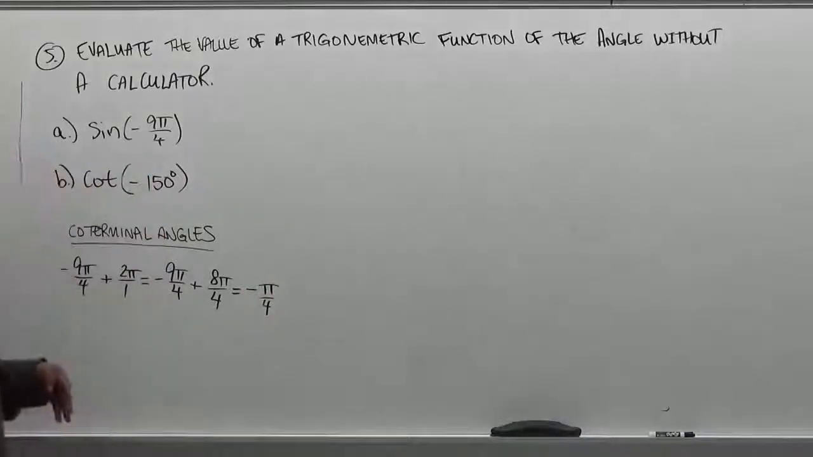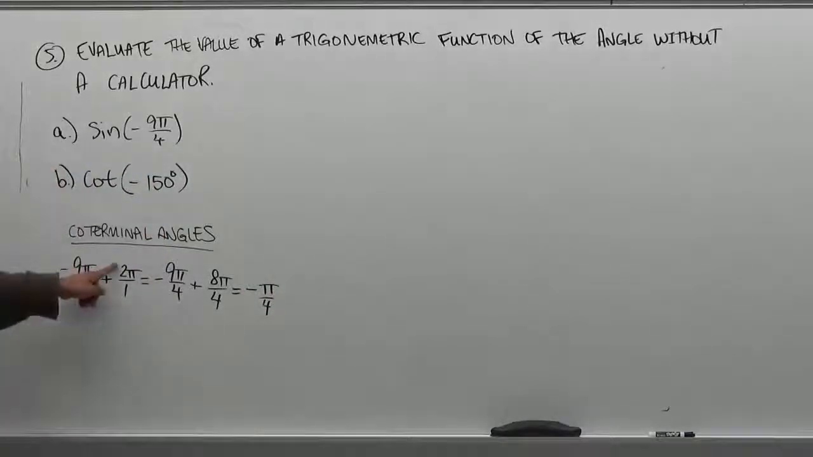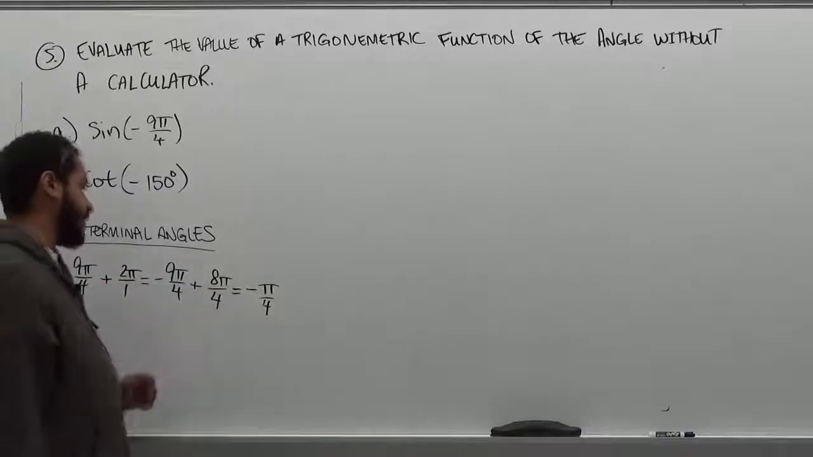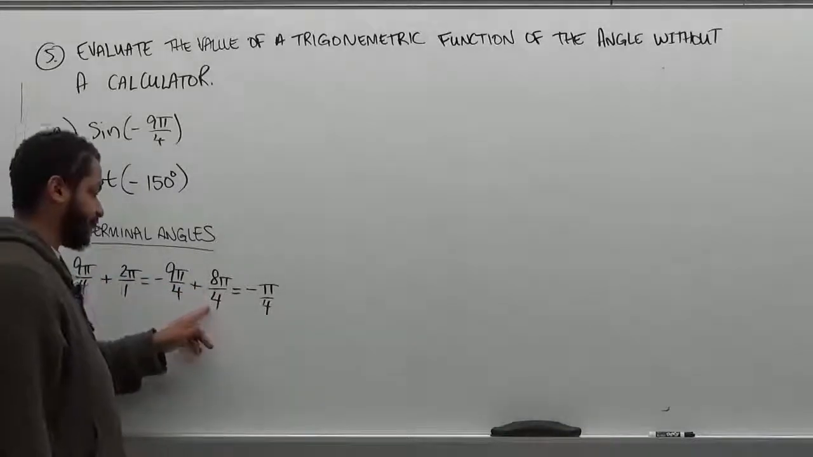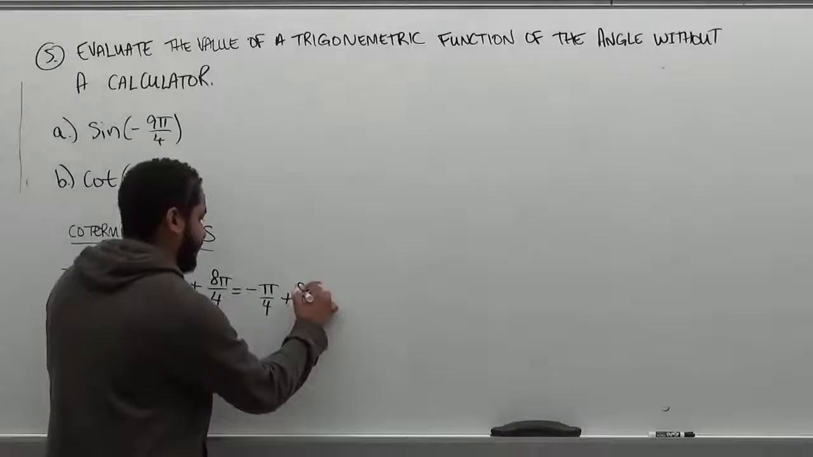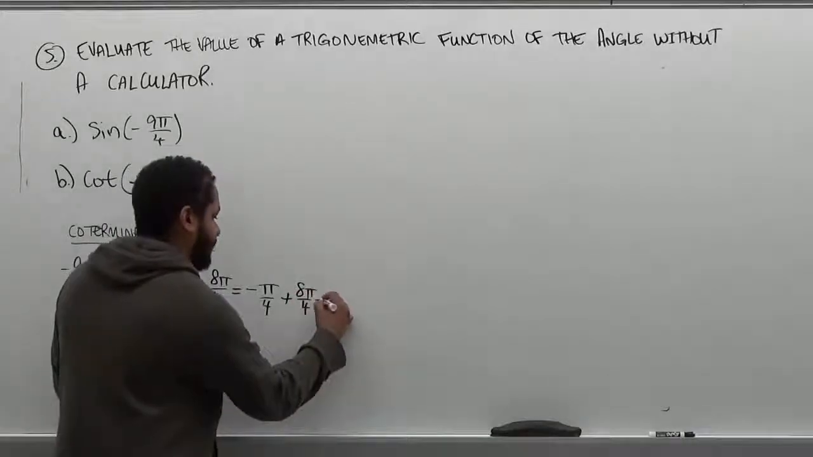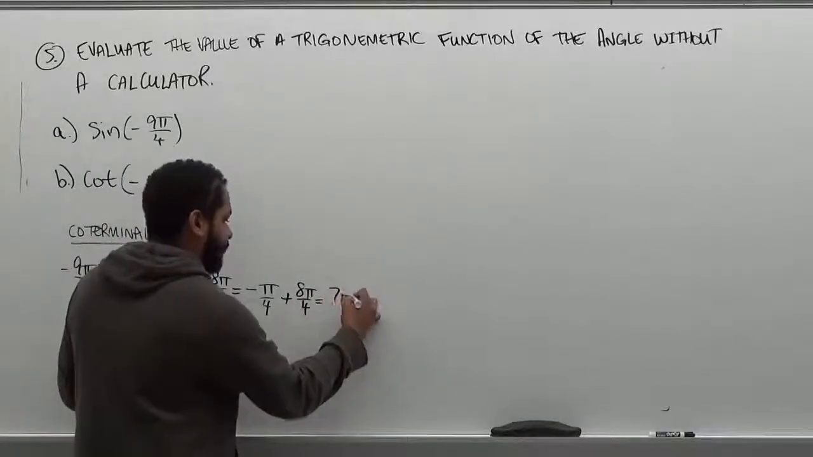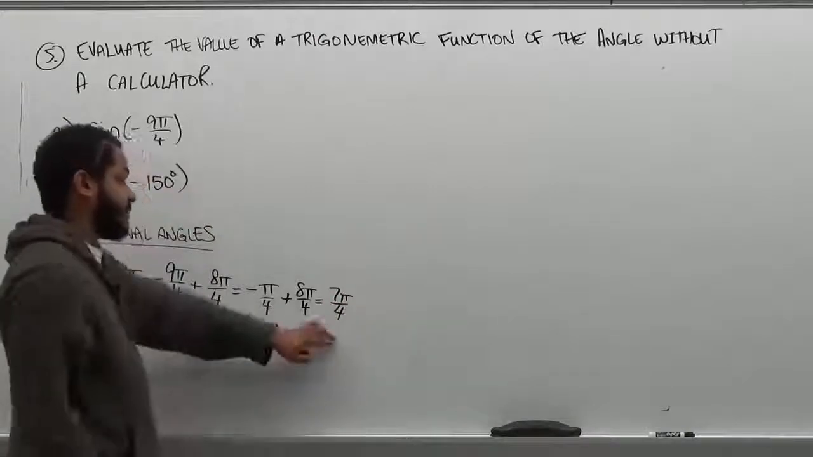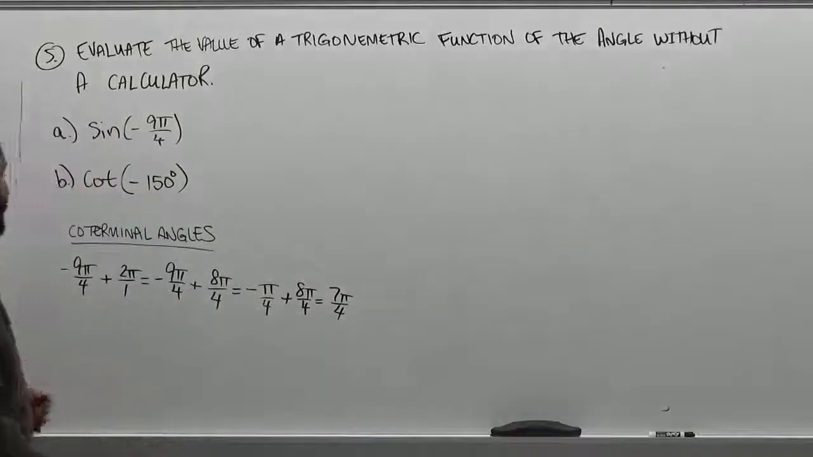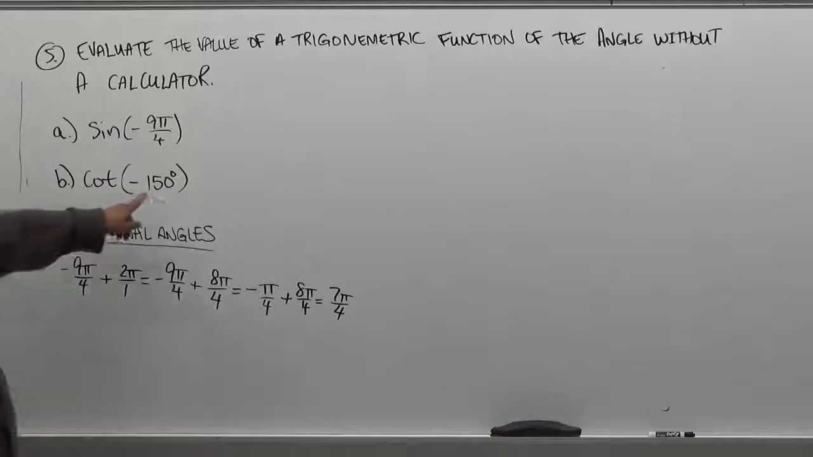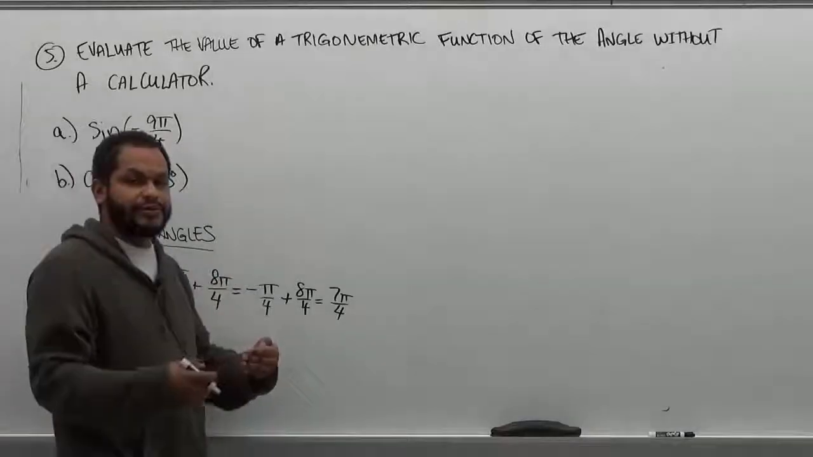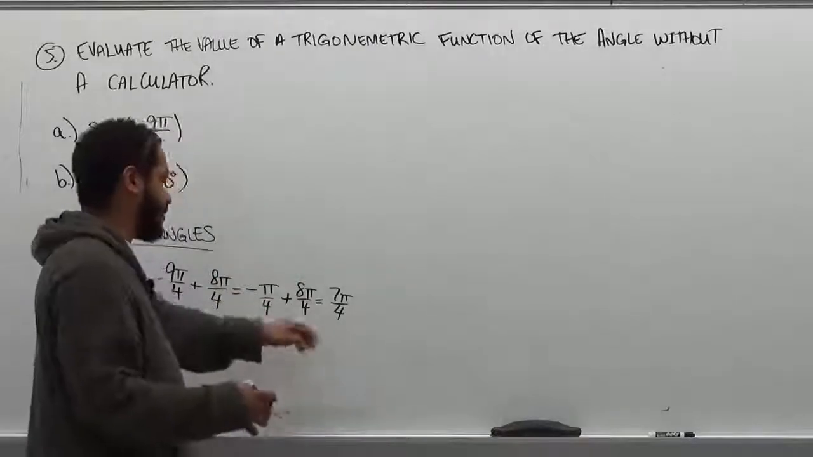Now we continue to add 2 pi until this becomes a positive angle. We know 2 pi is 8 pi over 4, so we again add 8 pi over 4, and this becomes 7 pi over 4. Now this is a very big angle, so we're going to convert it to an angle measure in degrees because we can use our common angles in trigonometry based on our common angle measures.